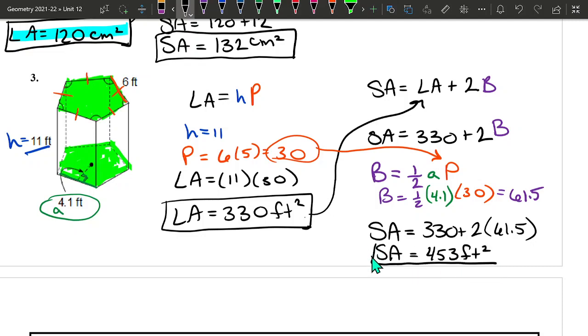And one of those quick self-checks: will your surface area ever be larger than your lateral area? No, never. Because lateral area is just the sides. So if you're going to do area of more than just the sides, then the value cannot be less. It has to also be more because we're adding to it. So if you do a problem and you end up with the total surface area less than the lateral area, one of them is wrong. Maybe both are wrong. Okay, so that is prisms.